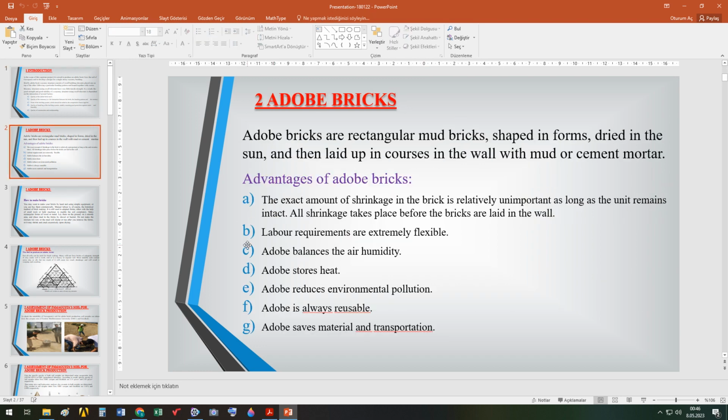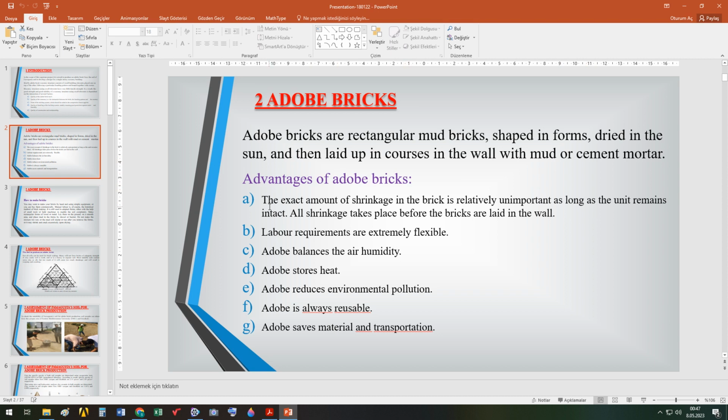Now let's speak about adobe bricks. Adobe bricks are rectangular mud bricks shaped in forms, dried in the sun. That's why they are easy. And then laid up in courses in the wall with mud or cement mortar. I prefer using cement mortar because the tensile strength of the mortar determines the tensile strength of the whole structure.